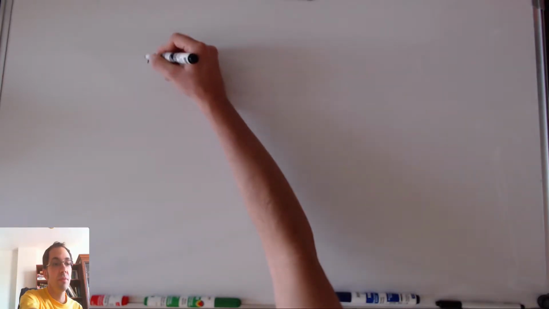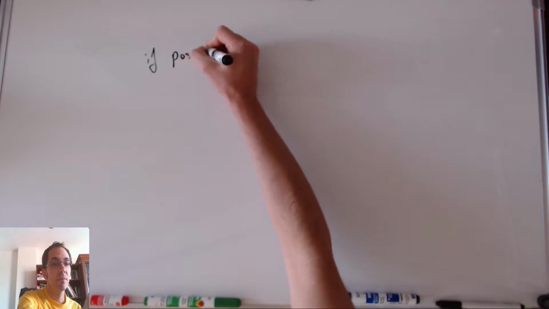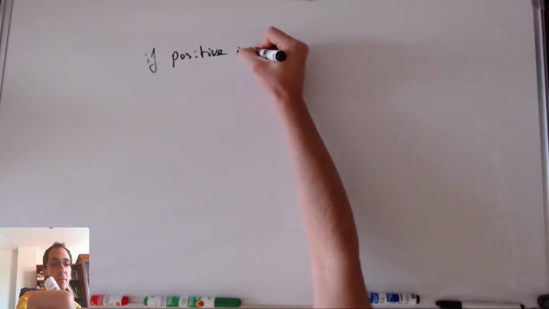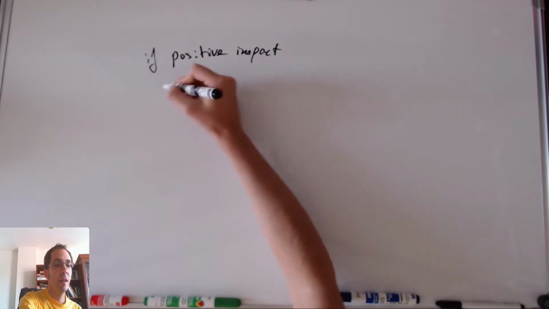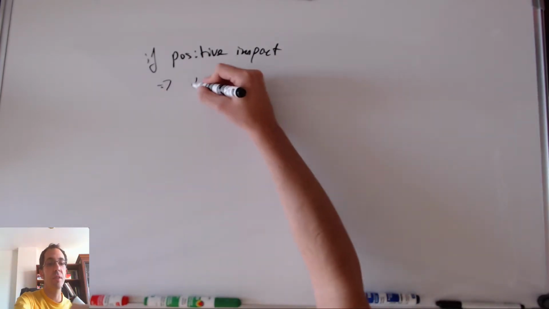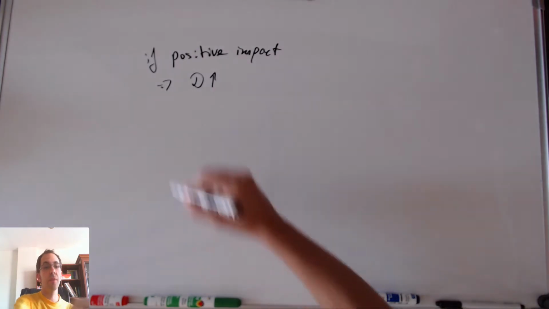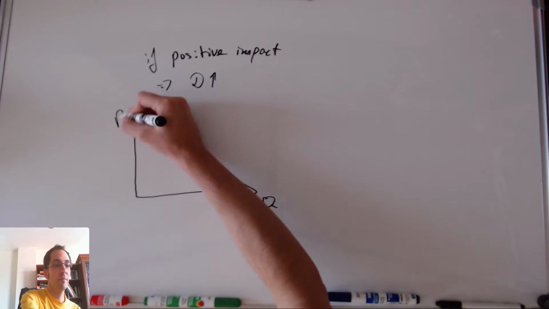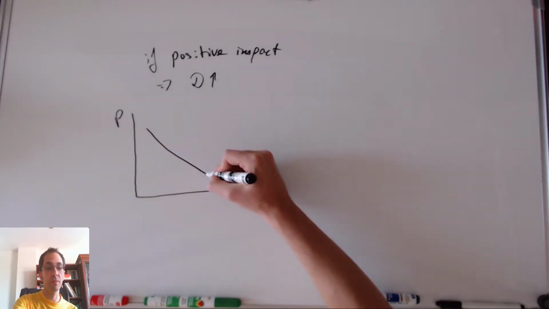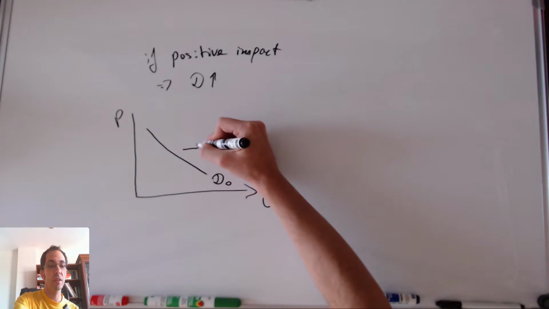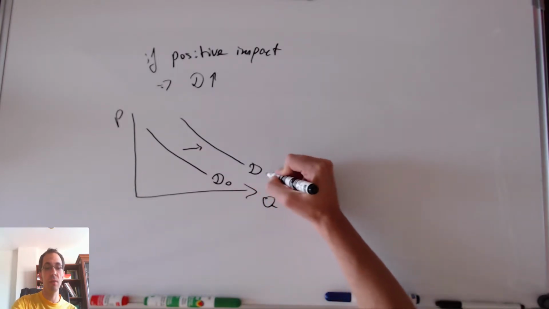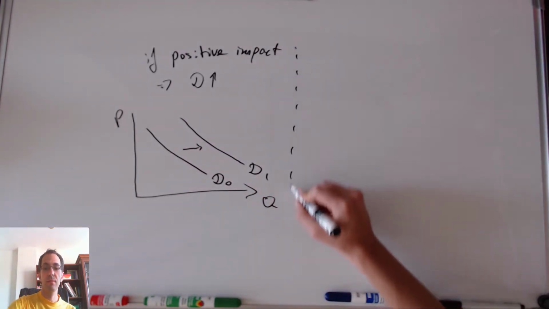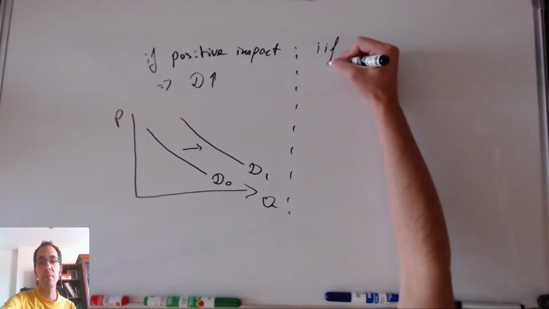They both can have positive and negative effects on the demand, and if the effect is positive, so if positive impact, then what you are likely to observe is an increase in the demand, and graphically we illustrate this as a shift of the demand curve to the right. So this is D0, it increases and it shifts to the right. This is D1.